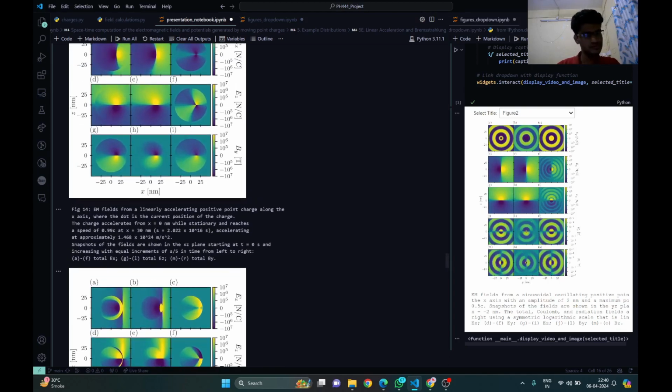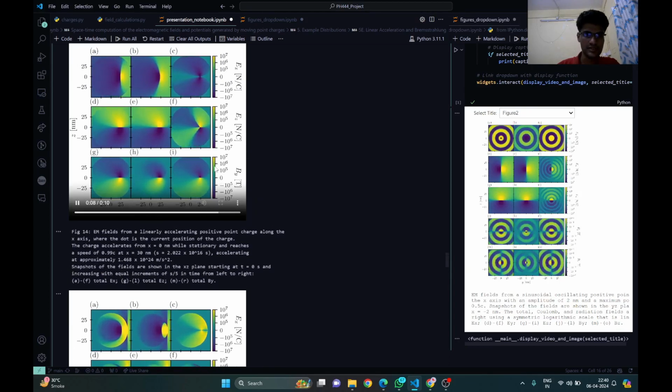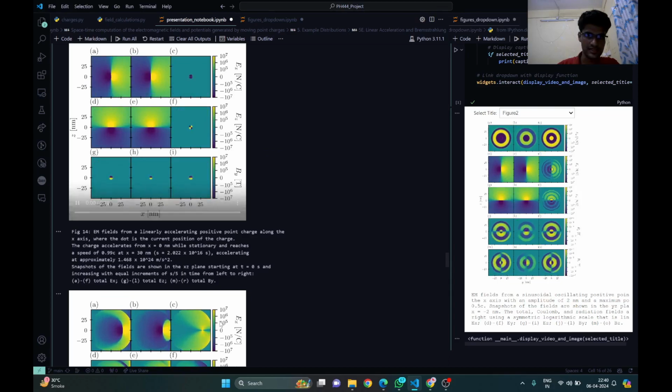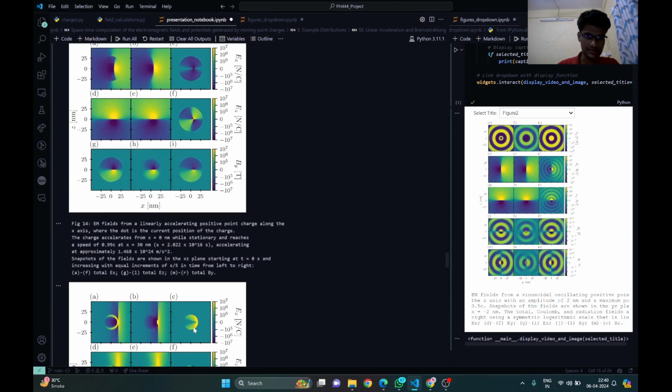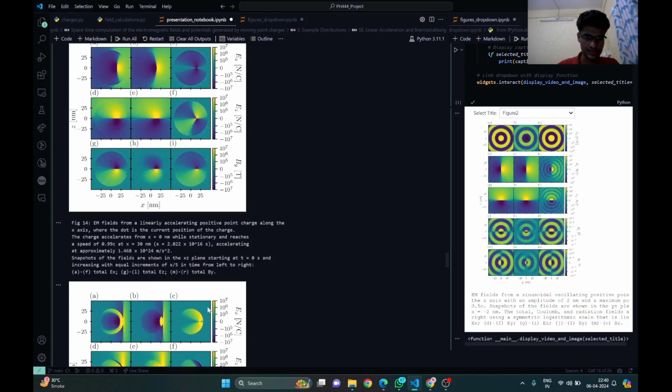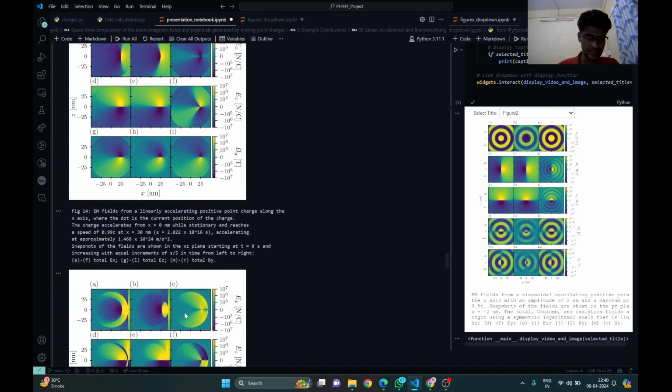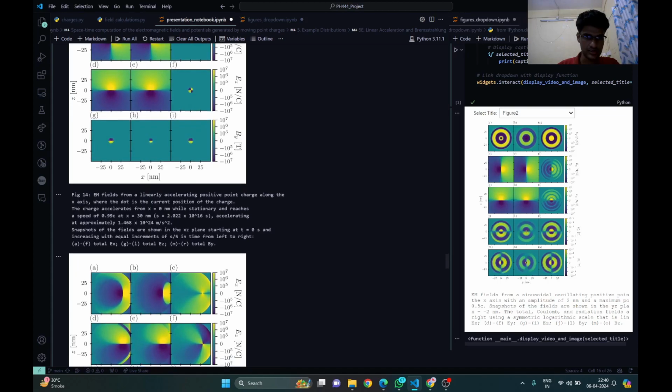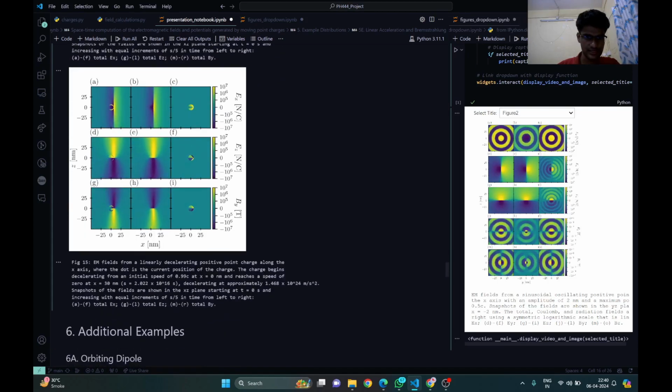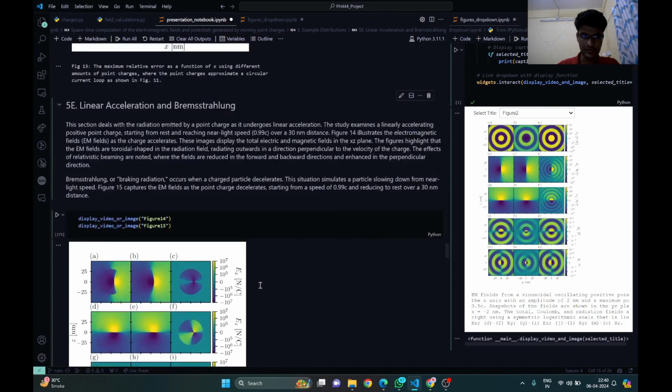So as you can see, the sign also flips between acceleration and deceleration for just the radiation field, because that's the only field that's dependent on the acceleration of the particle. So yeah, these are all the cases discussed in the paper.